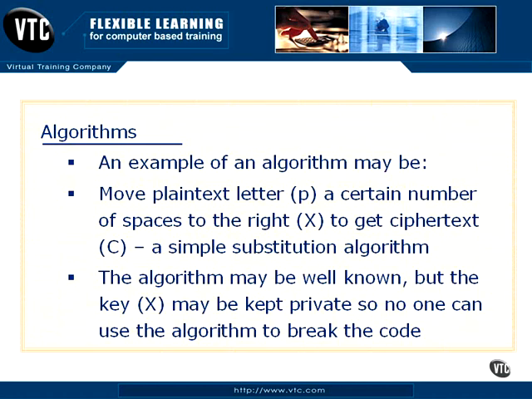Let me give you an example, a very simple example of algorithms. The algorithm may be, for example, in a substitution cipher, okay? Move the plaintext letter P a certain number of spaces to the right, and that certain number of spaces represented by X would be the key to get whatever ciphertext called C that you're trying to get. This is a very simple substitution algorithm, and we'll demonstrate it as we go through the course. Now this algorithm may be well known. Your enemies may know that you're going to move a certain plaintext letter X number of spaces to the right to get a certain other character. But they don't know how many spaces to the right. That's X. That's the key. That's what you keep secret, so nobody can use the algorithm to break the code.